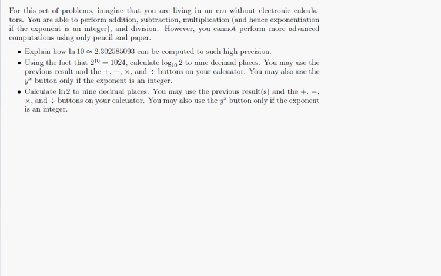Okay, for this set of problems, we're going to look at the way things were done in the good old days before the advent of electronic calculators. First off, let's explain how to compute the natural log of 10 without using a calculator.